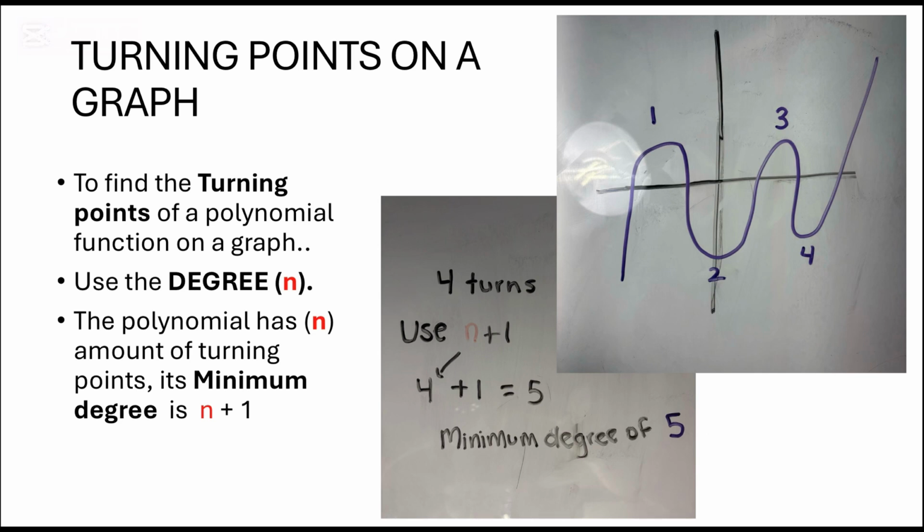So using n plus 1, we look at the photo on the bottom left. 4 plus 1 is 5. So the minimum degree is 5.